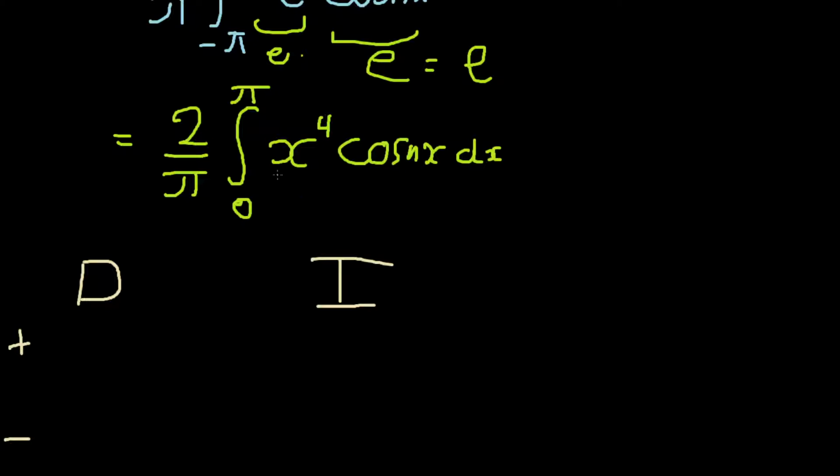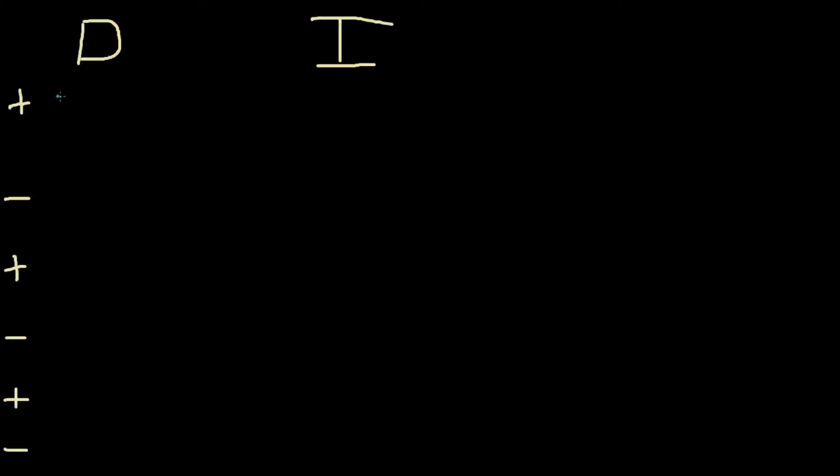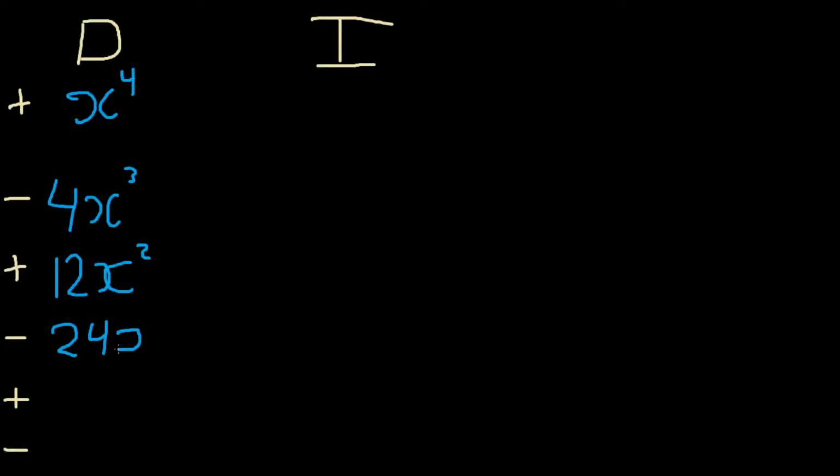Plus, minus, plus, minus, plus, minus. That should be enough. And we're going to differentiate x to the fourth and integrate cos of nx. This is essentially integration by parts, the tabular method. I'm sure you've come across this before. And we're just going to do repeated differentiation on these terms until we get to 0. Not much to this, it's quite easy.